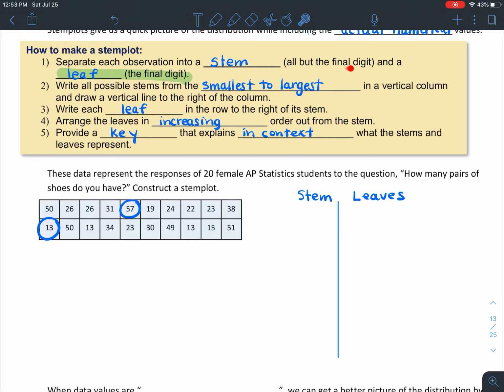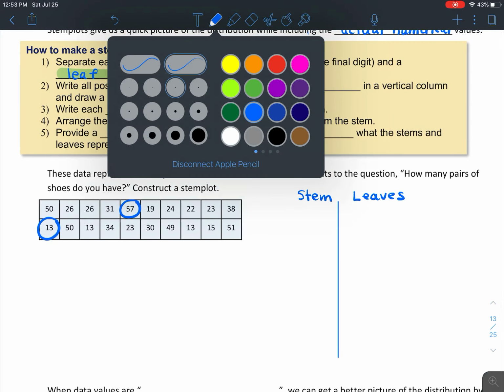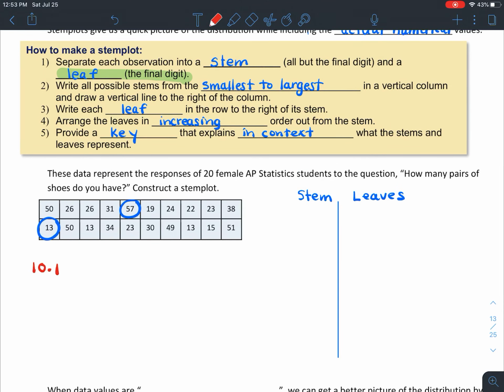Okay, now keep in mind, it says here the stem is all but the final digit. Okay, so if these were 3-digit numbers, the stems would be the hundreds place and the tens place. The leaf would be the ones place. If these were, I'm going to just give you an example here, if these were decimals and they were things like this, okay, then the tenths place would be the leaf, and the tens and ones places would be the stems. Okay, so the stem is all but the final digit, and the final digit is the leaf.